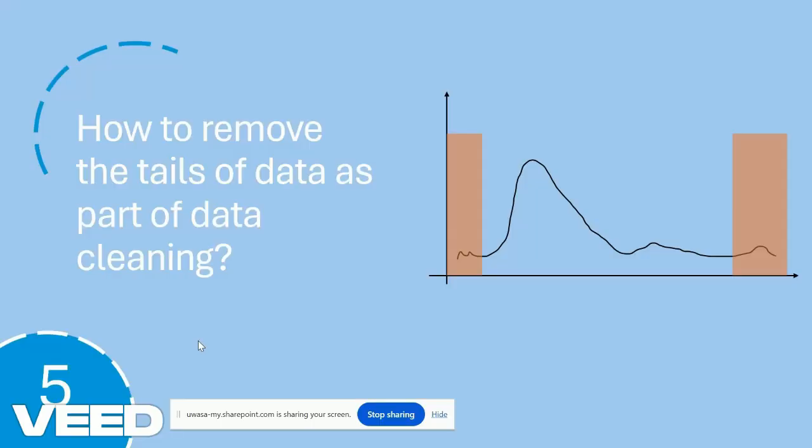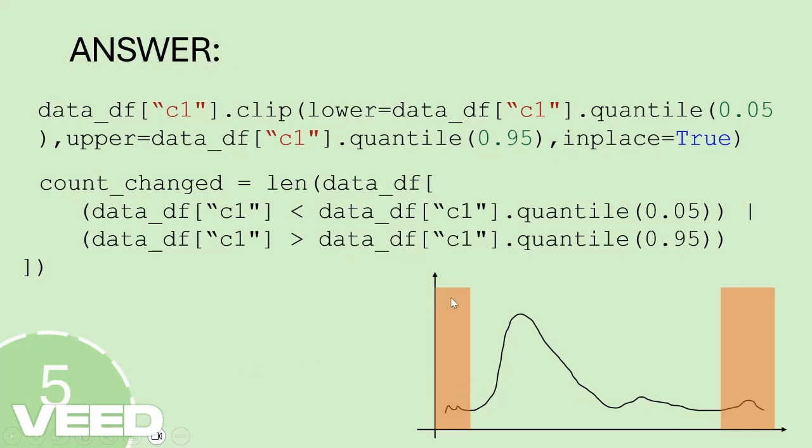And the last tip, how to remove the tails of data as part of data cleaning. Assume that I want to remove these tails. What should I do? One method is to reevaluate the data that are below the lower quantile, I mean 0.05, to the value of the quantile 0.05.